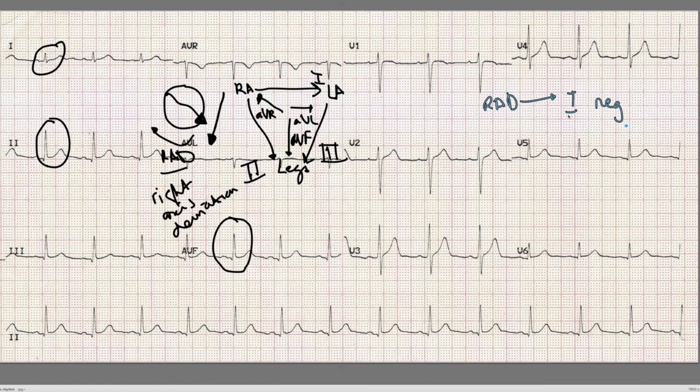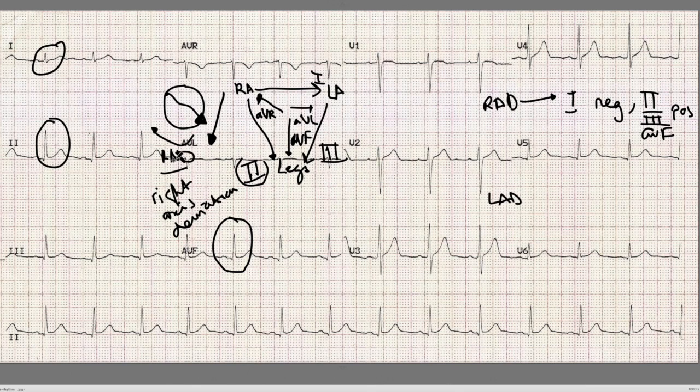Despite that, it's still heading towards a sort of downward direction. That's why leads 2 and 3 will still be positive. So 1 is negative, 2 and 3 will still be positive. And AVF, because once again it's still sort of pointing down, AVF will also be very positive. And then we can talk about left axis deviation. Sorry about the mess that I've created over here.